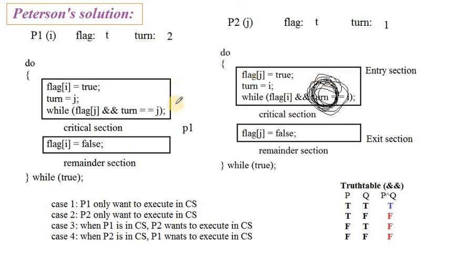Why? Because the first program is already there in the critical section, so this code is restricting the second program from entering the critical section. Second program should not enter into the critical section, and this code is not at all allowing the second program into the critical section. Okay, so what will happen when the first program exits from the critical section?